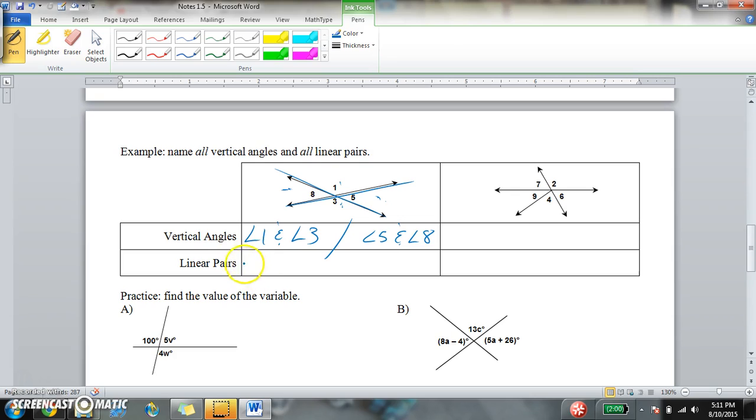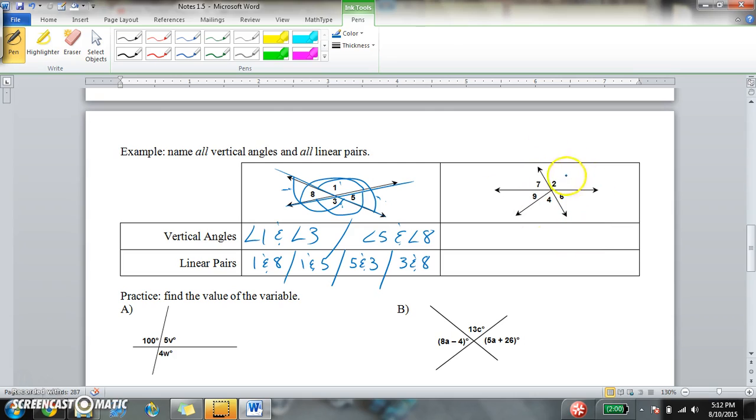Linear pair, we've got a bunch here. So we've got angle 1 and angle 8. I'm just going to write the numbers here. Then we've got angle 1 together with angle 5. So 1 and 5. Then we've got angle 5 with angle 3. That makes a straight line. And finally, we've got angle 3 with angle 8. All of those pairs make a straight line, so we call those linear pairs.